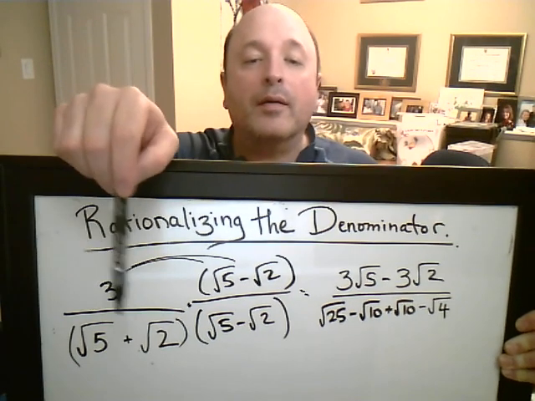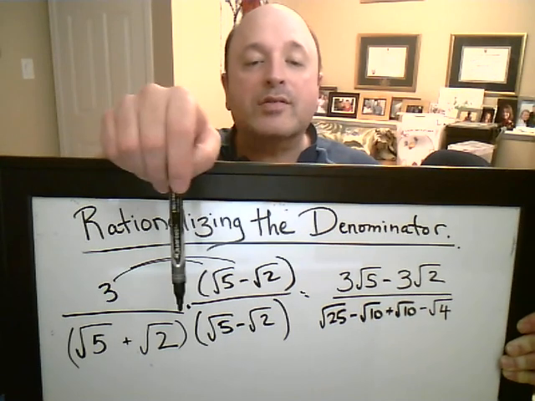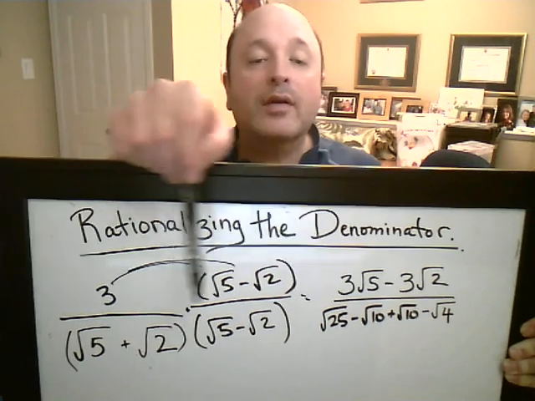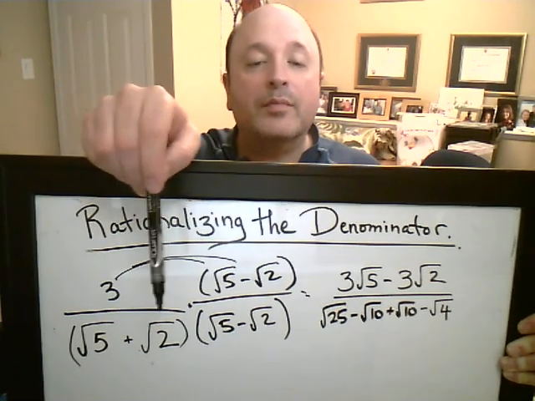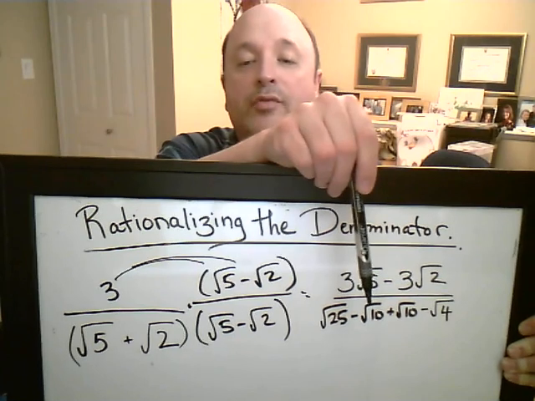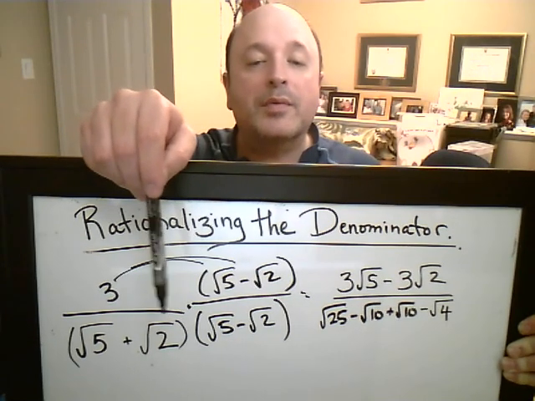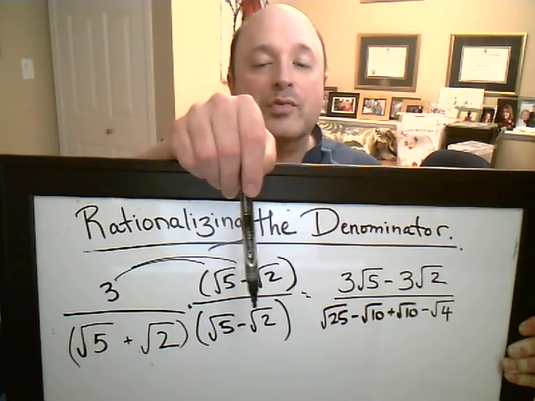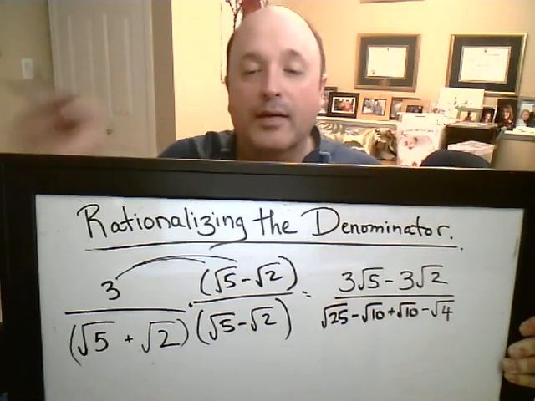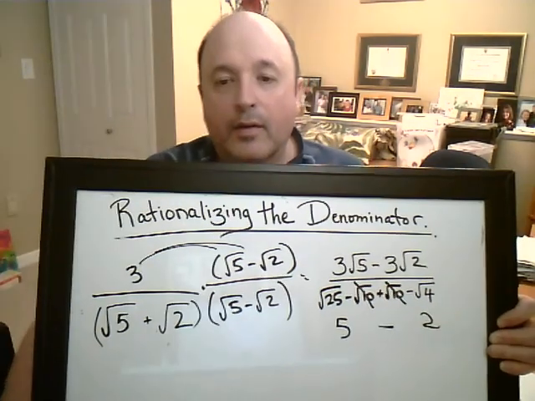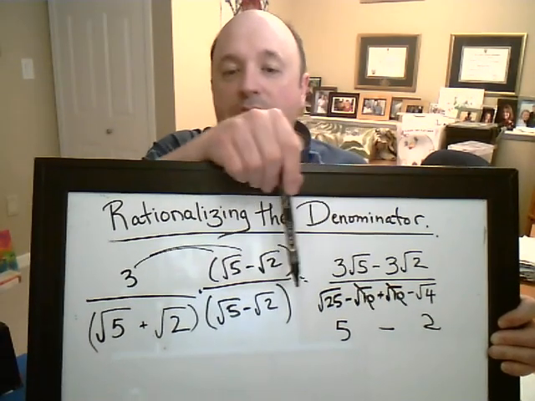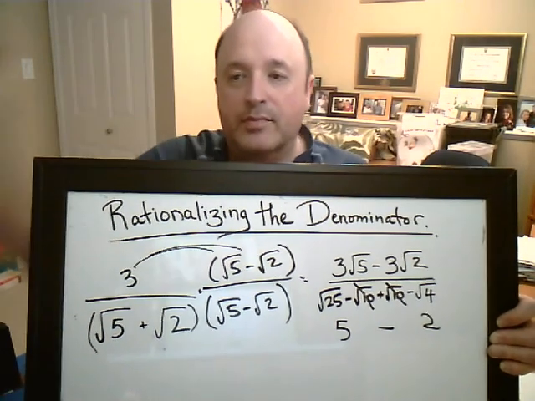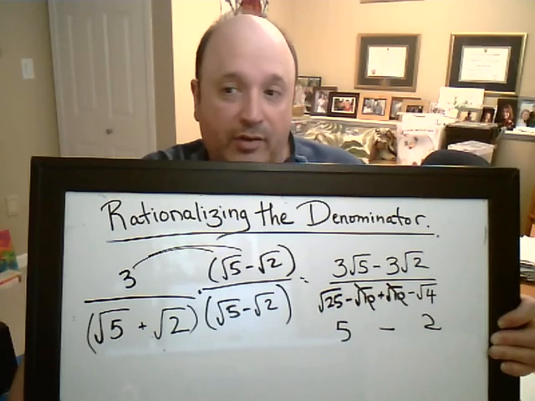And then on the bottom, I've used the conjugate bracket, so this is going to be FOIL. Root 5 times root 5 gets you root 25. Root 5 times negative root 2 is negative root 10. You can go through them. This is going to be positive root 10, and this is going to be negative root 4, since 2 times 2 is 4. So I get this expression on the bottom. A bunch of stuff cancels out. The root 10s cancel out, and then the square root of 25 becomes 5, and the square root of 4 becomes 2.